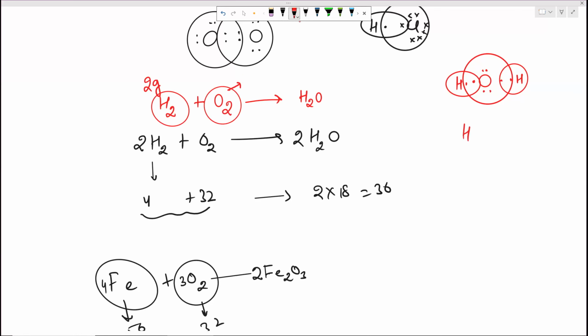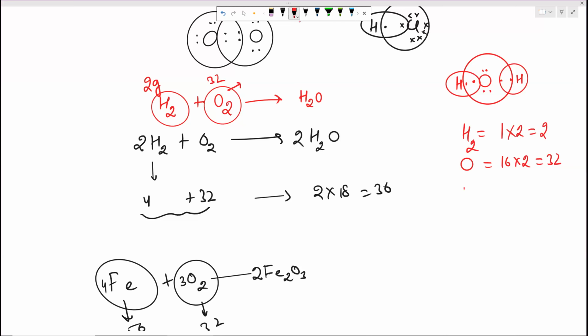That you have learned in the 9th class also. One hydrogen atom has mass 1, and one oxygen atom has mass 16. So H2 will be 1 into 2, which is 2, and this will be 32. You add these, you will get 34.